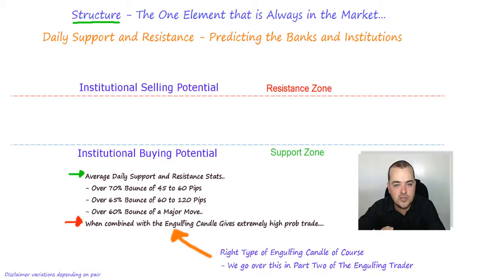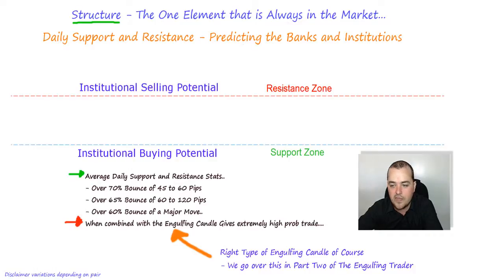Now, how they work and why they work, well, that's very simple. Daily support and resistance has a way of predicting what the banks and institutions are doing. Now, it doesn't mean it's going to work every single time. But the reason that support and resistance work in the first place is because they're areas where obviously the institutions or the banks are watching. And so once a support or resistance works one time, normally when price gets back to that support again, it can often work a second time.